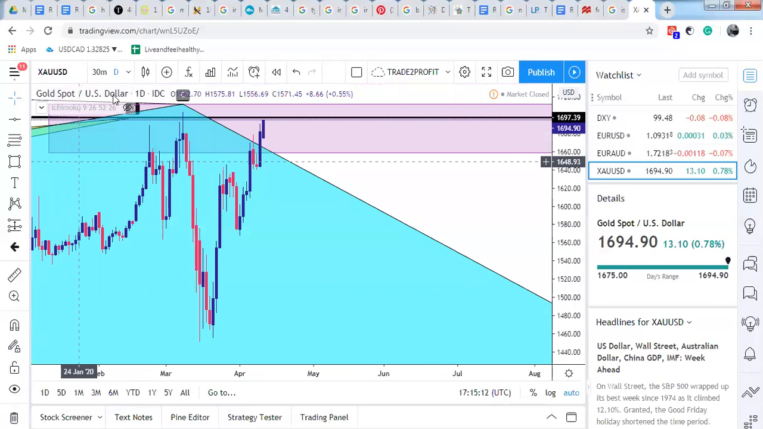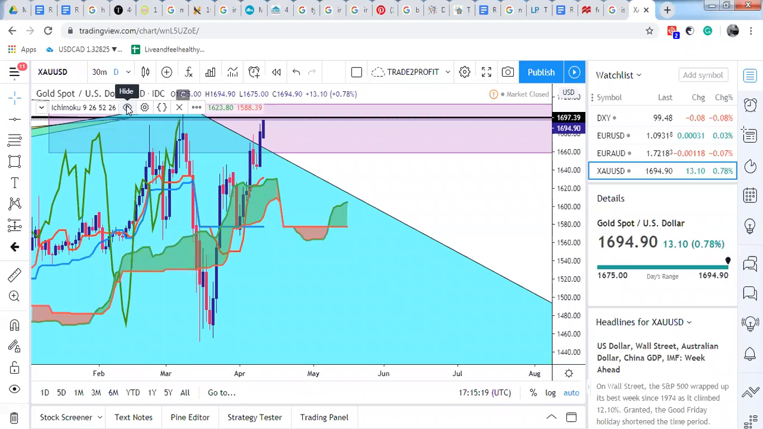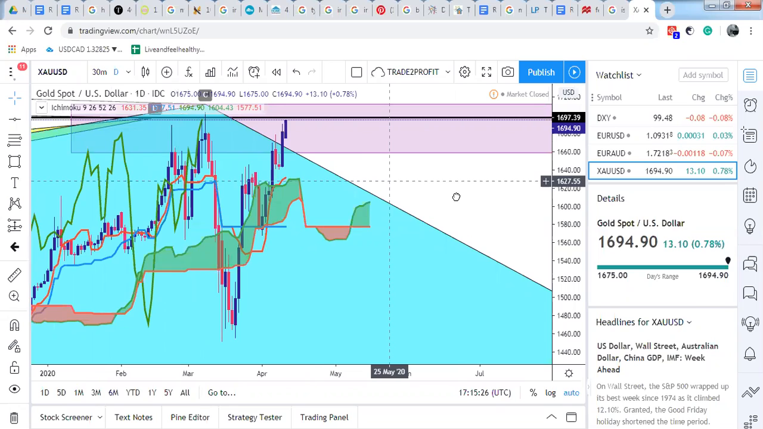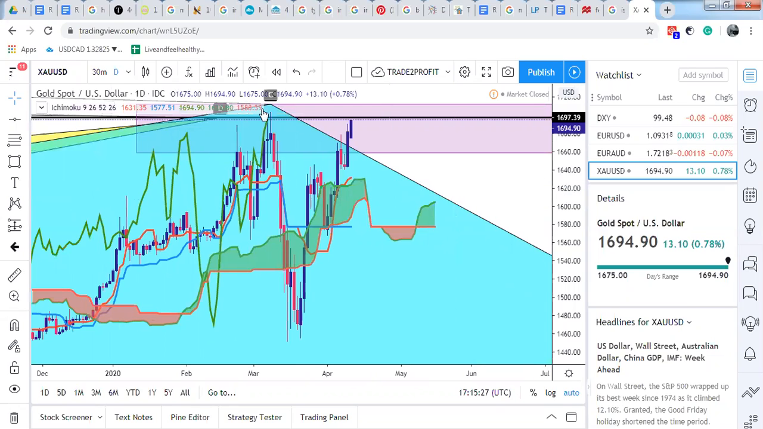I'm going to turn on the Ichimoku indicator, and let's see the trend as far as gold is concerned. So the trend is still a bullish one. No indicator yet. The zone is still marked. It hasn't taken out the zone. So these are the zones we're watching it on.